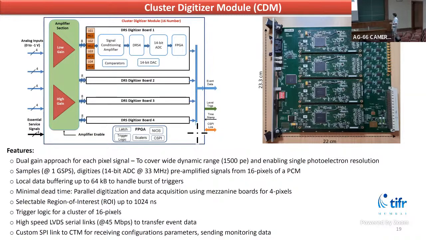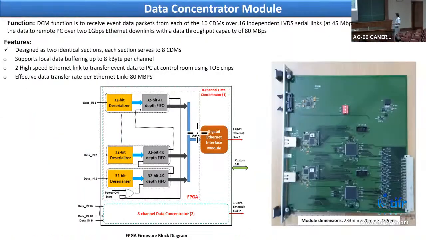This is the next module, the data concentrator module. Its function is to receive event data packets from each of the 16 CDMs over 16 independent LVDS serial links, and then transfer the data to a remote PC over 1 Gbps Ethernet links.